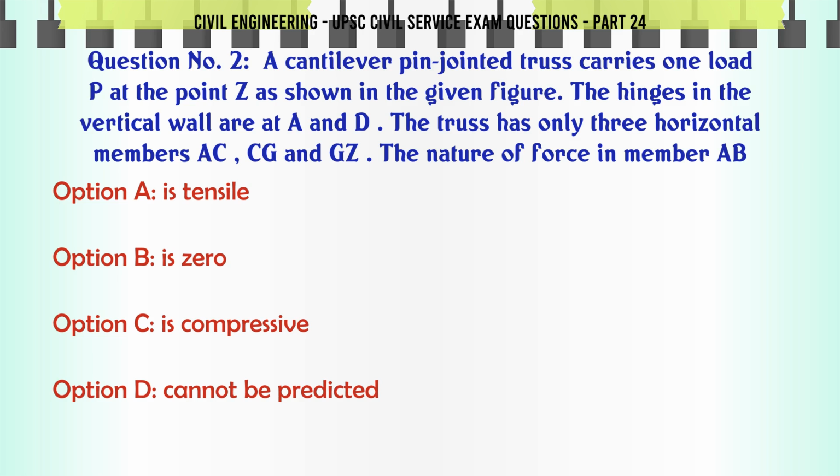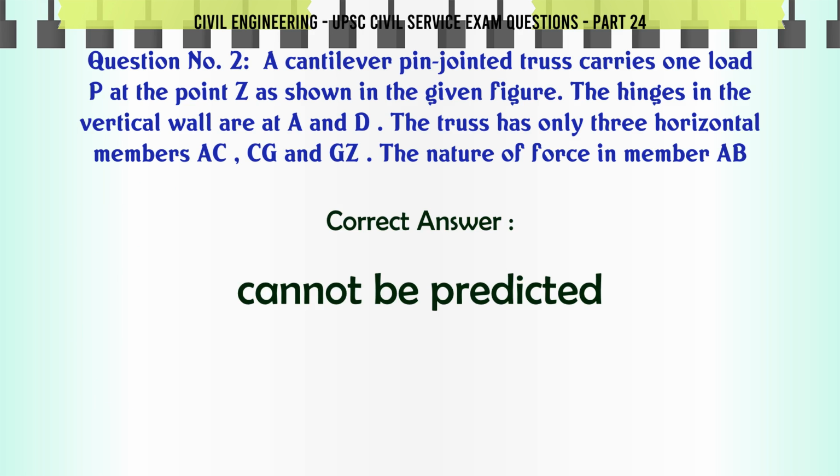A is tensile. B is zero. C is compressive. D cannot be predicted. The correct answer is cannot be predicted.